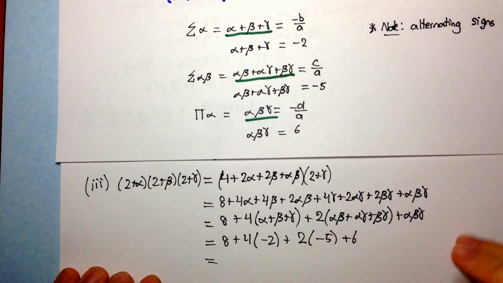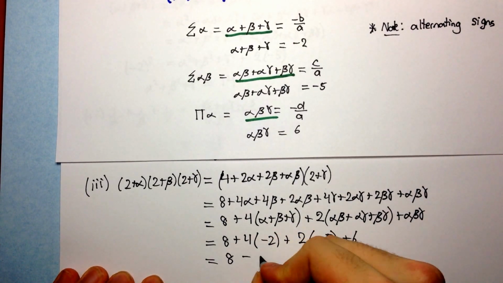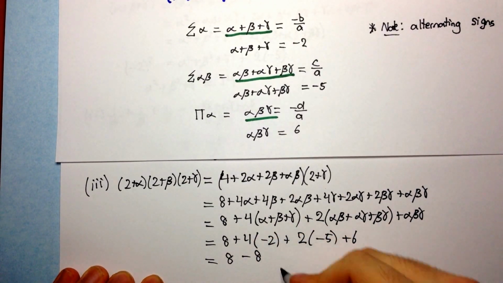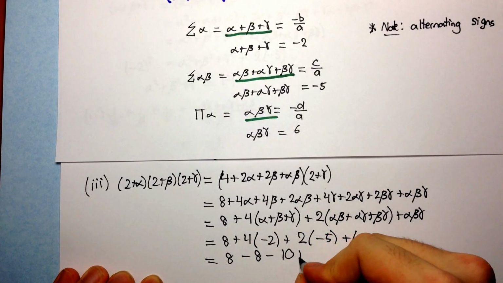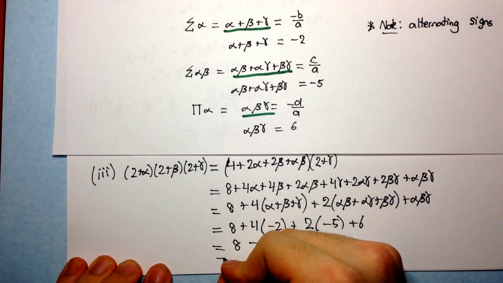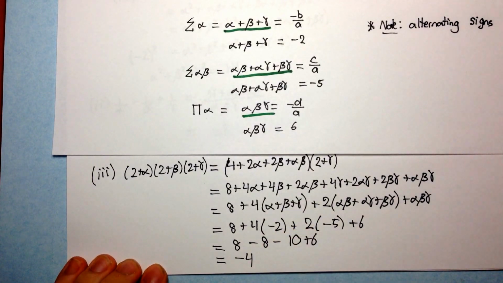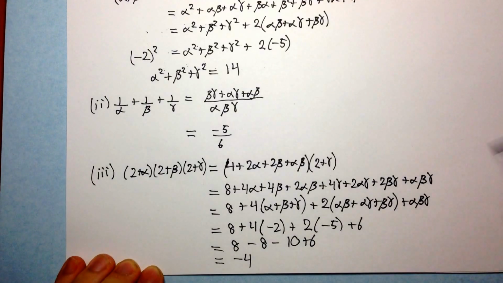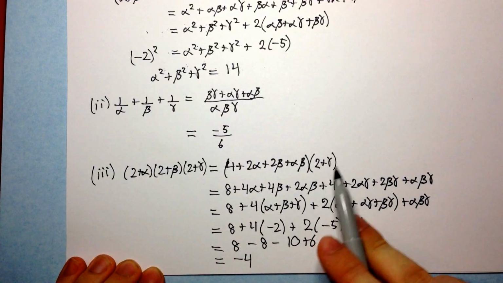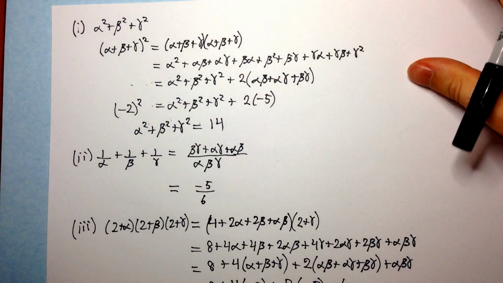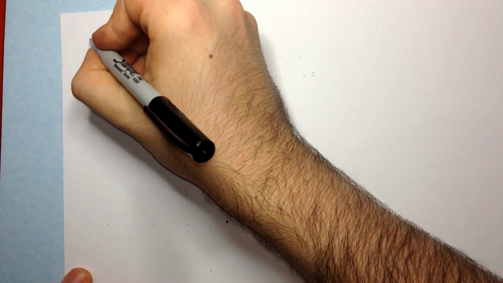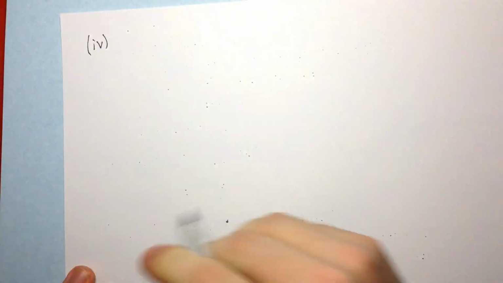So we get 8 minus 8. 2 times minus 5 is minus 10, plus 6. And that is equal to negative 4. So that's the third one. We just had to expand it and sub in our values. Now the last one is a little bit different to the other three.